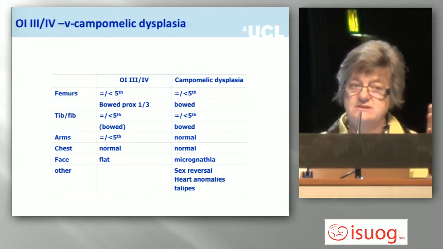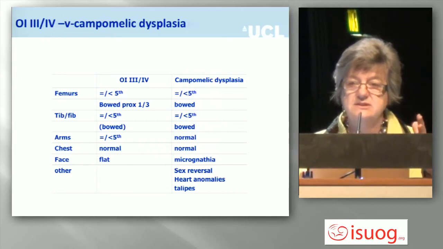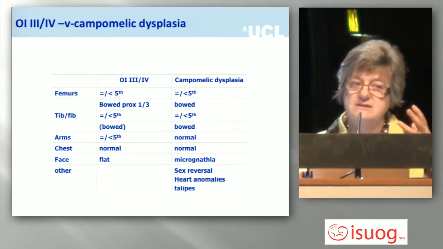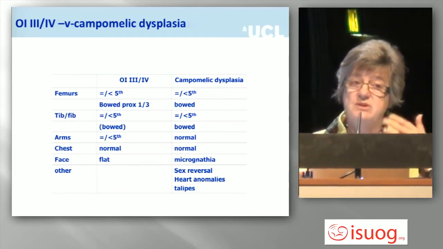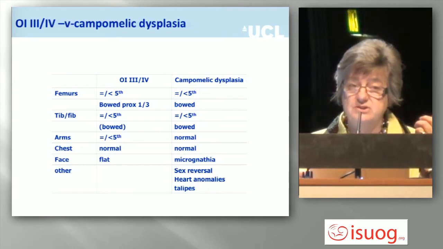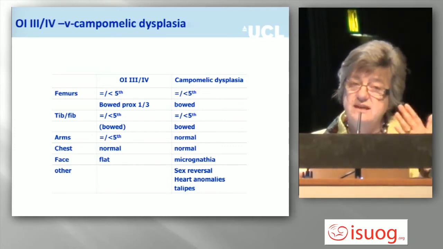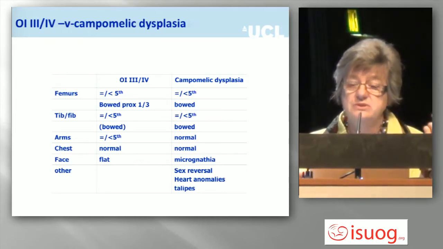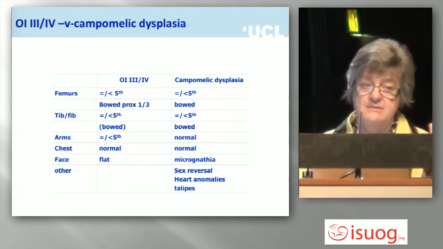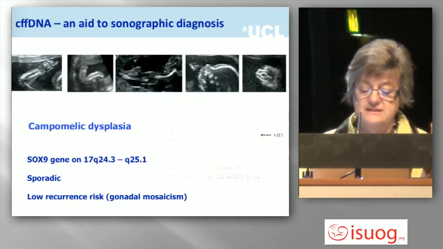The OIs, of course, are very serious conditions where even the OI type 3s end up, many of them, some of them are perinatally lethal, and they have progressive fracturing throughout childhood. But the fracturing actually, with treatment with bisphosphonates, can be ameliorated, and it is worth talking to your paediatric colleagues and getting them to counsel parents under those circumstances.